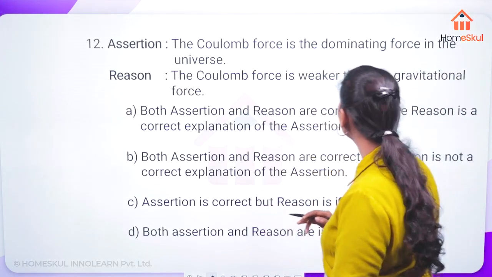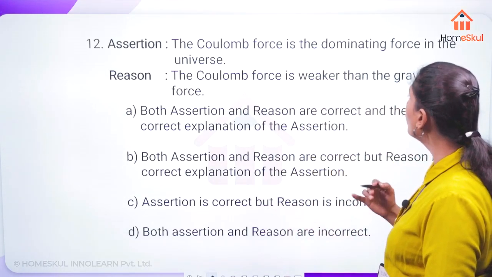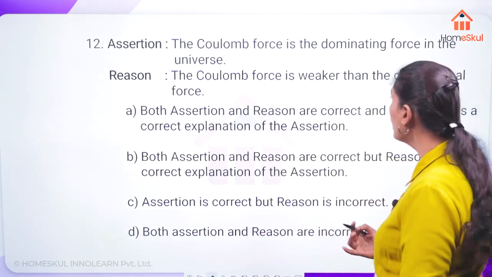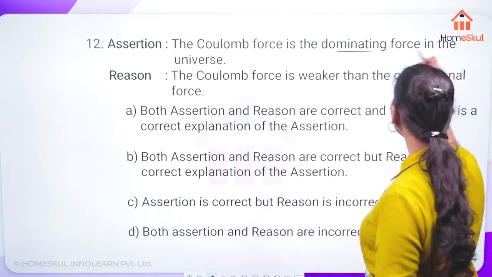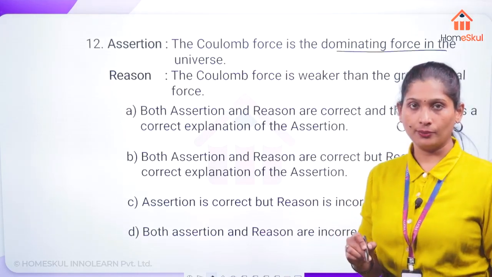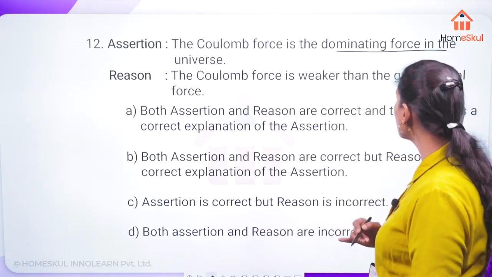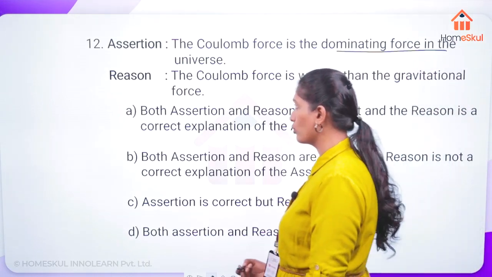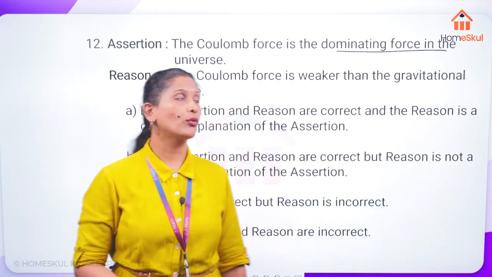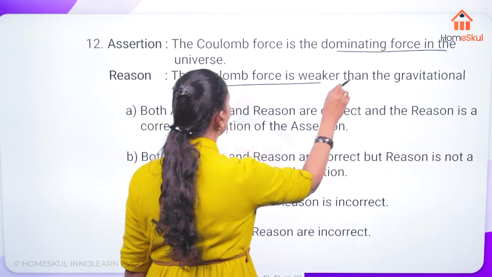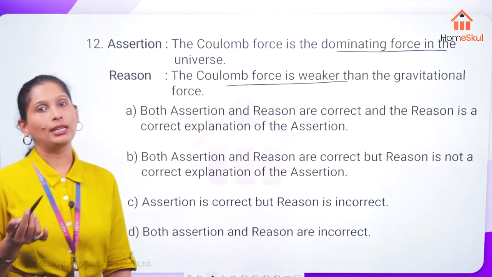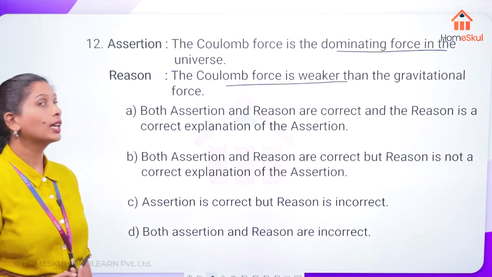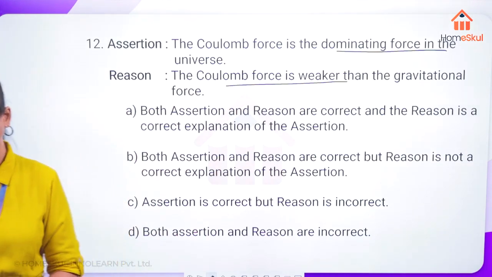The assertion is that Coulomb force is the dominating force in the universe. Okay, again with Coulomb force here, and they are telling that it is the dominating force in the universe. Clear? And the reason given is that Coulomb force is weaker than the gravitational force. Okay. So, we have considered Coulomb force to be weaker and it is the dominating force. So, what is your option? A, B, C or D?